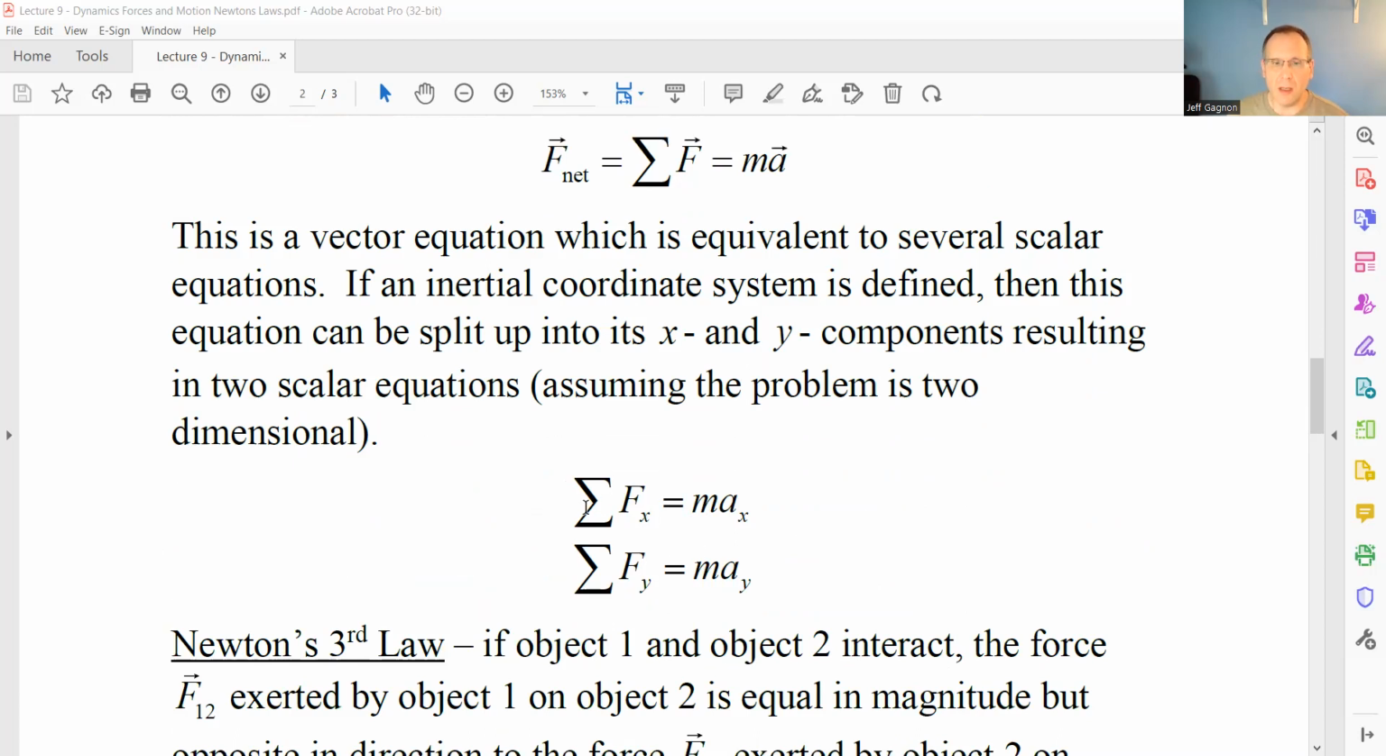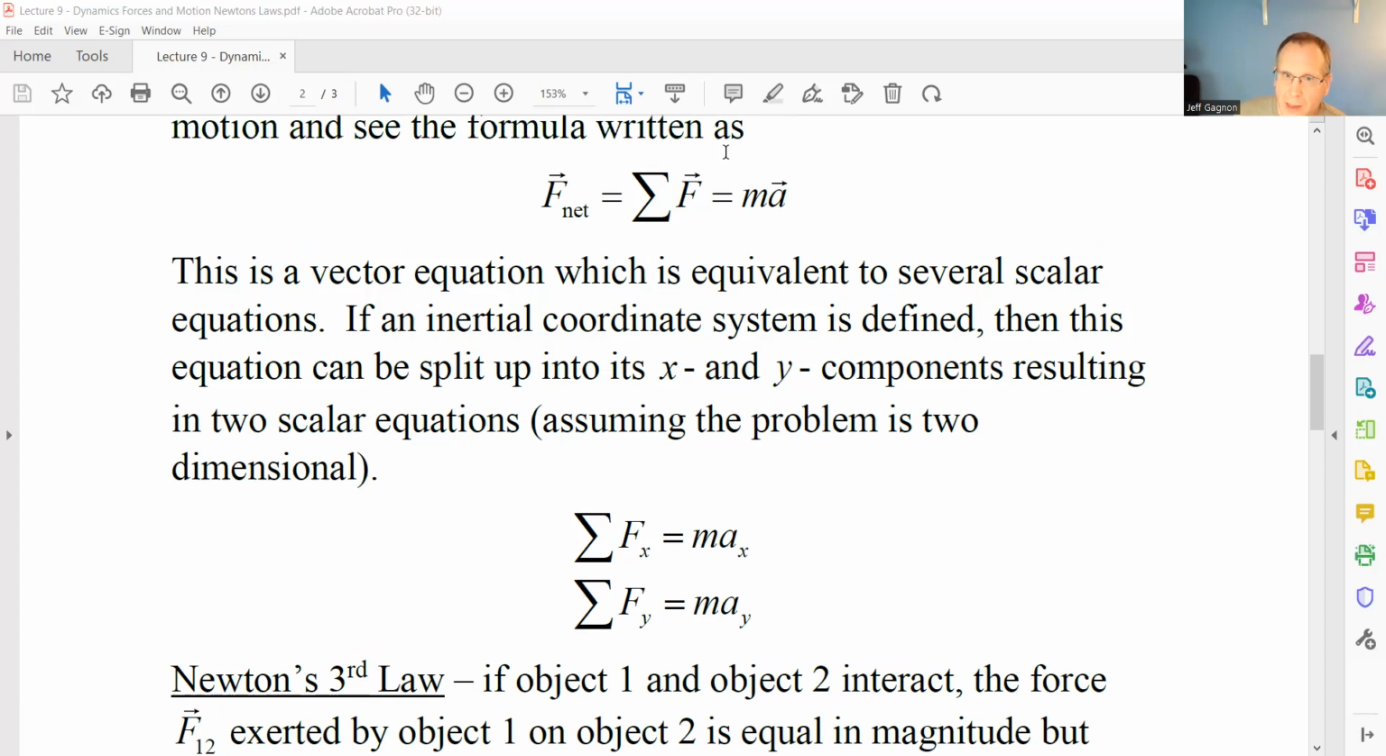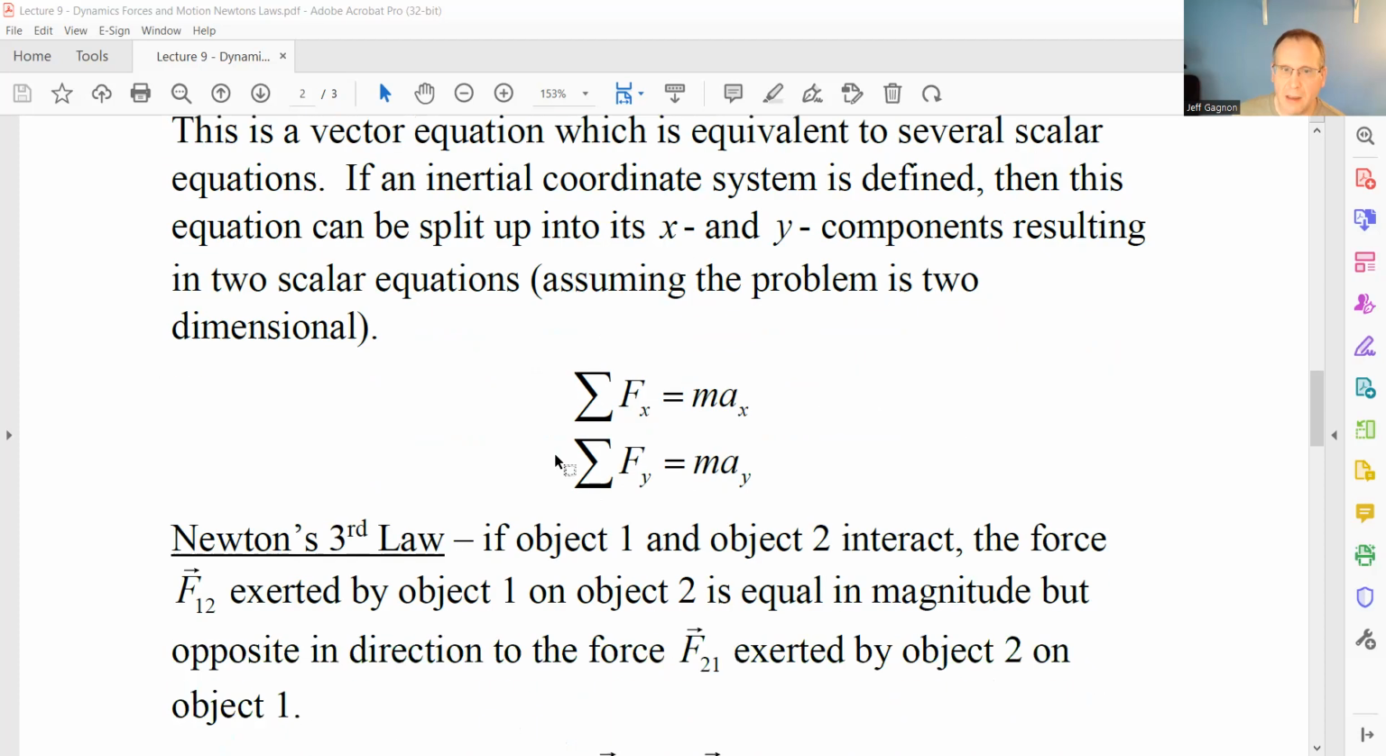So we can say that the sum of the forces, if we're talking about just the X direction, is equal to the mass times the acceleration in the X direction. And then the sum of the forces in the Y direction, if we add up all the forces in the Y direction, is going to equal the mass times the acceleration in the Y direction. So this is just F equals ma again, but for the particular components, right? The X and Y components. So this one vector equation is just shorthand for these two scalar equations.